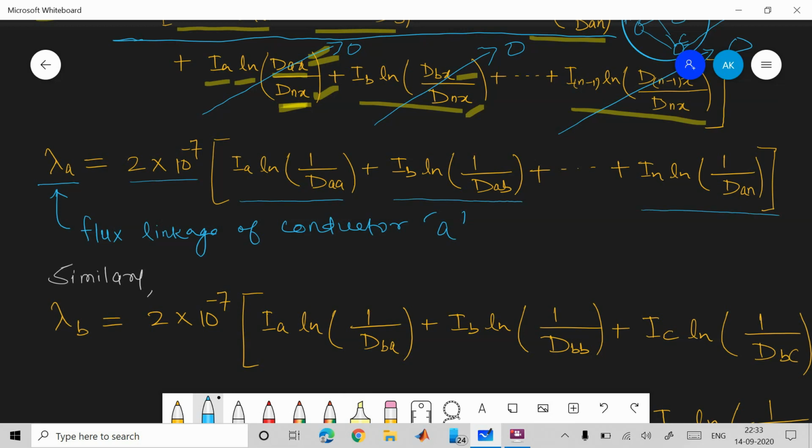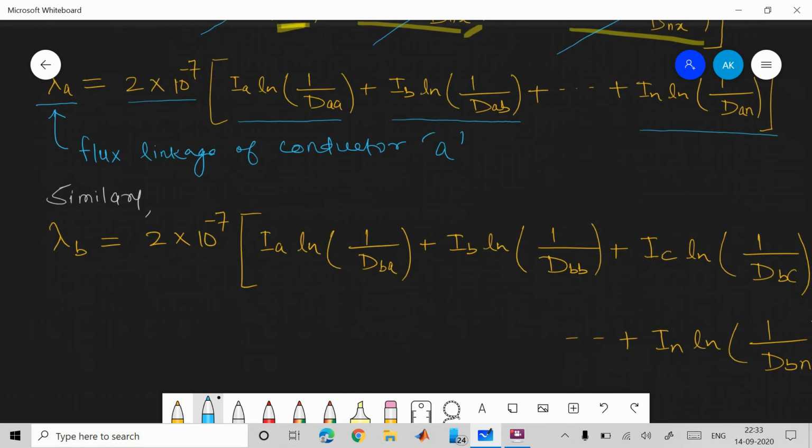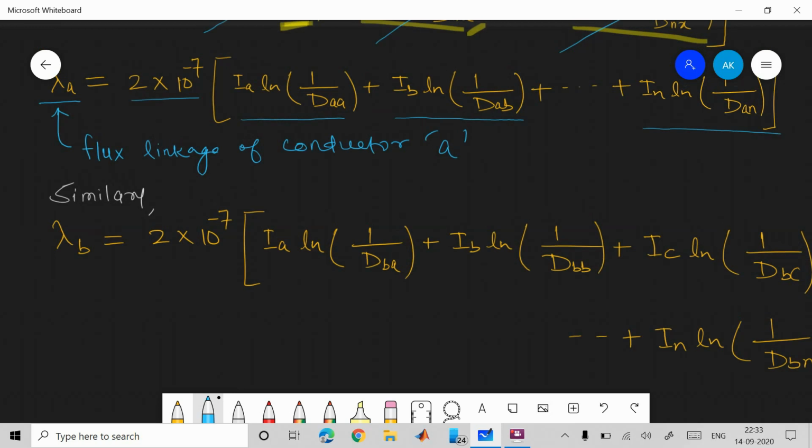Okay, so this is your standard formulation of writing the flux linkage of any conductor. Similarly, so this was your flux linkage of conductor A. You can write the total flux linkage of conductor A. Okay, total flux linkage of conductor A.